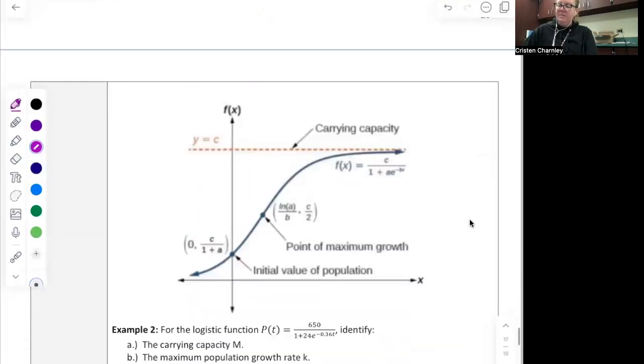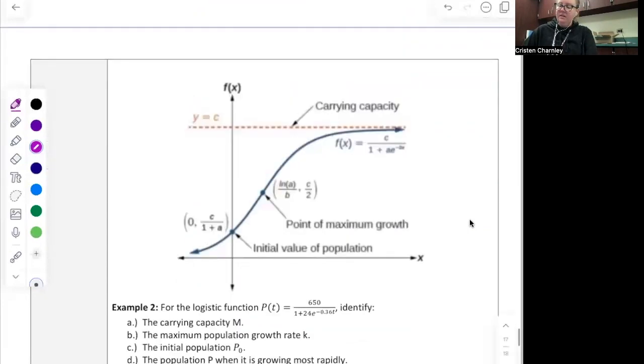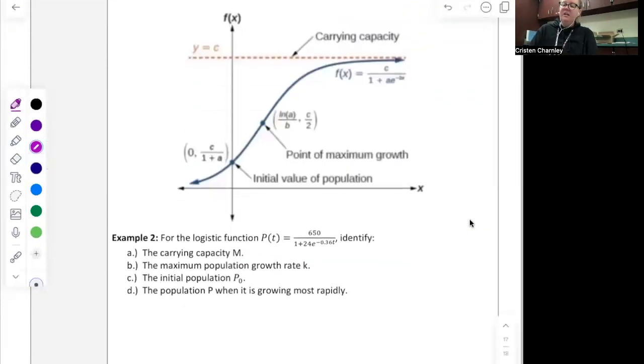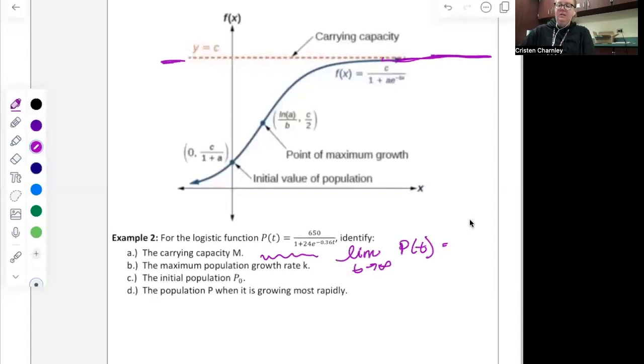Here's a nice one that explains all the different pieces for us. Your carrying capacity, I want you to leave a note here. This is often referred to as the limit, as time approaches infinity, of P of t. So as this goes all the way to the right, it levels out at the carrying capacity. So that's another way that they ask about carrying capacity.